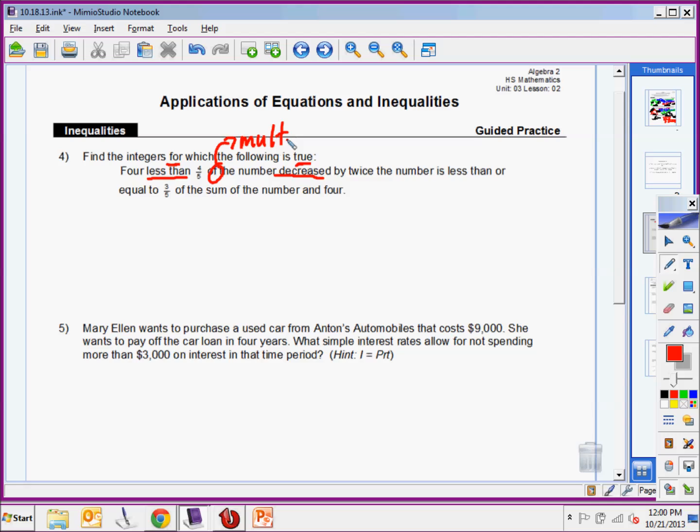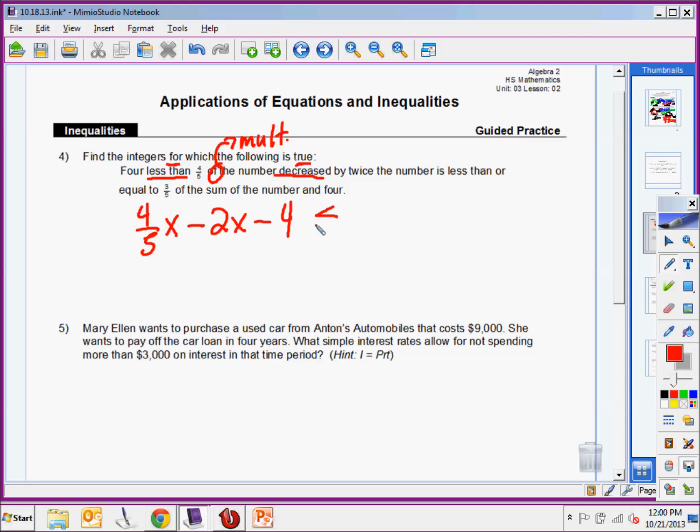Okay, so let's read it. 4 less than 4/5 of the number decreased by twice the number. Minus 4, 4/5 x. So 4/5 x minus 4. Oh wait, no. Minus 4, minus 2x. Right? Okay, so we have 4 less than 4/5 of the number, decreased by twice the number, times 2, minus. I think I did that right. So 4/5 x minus 2x minus 4 is less than or equal to.